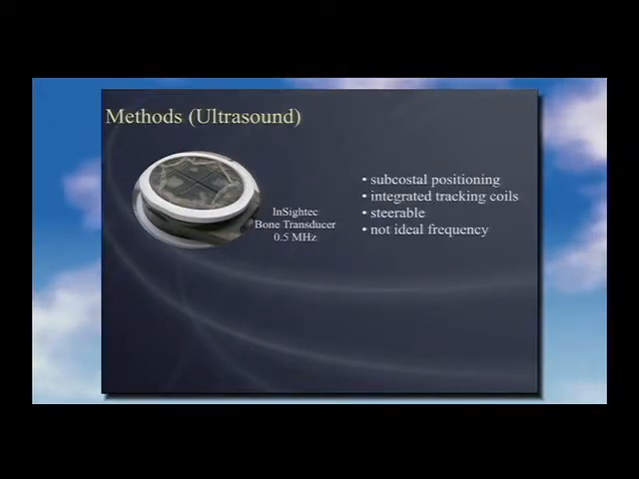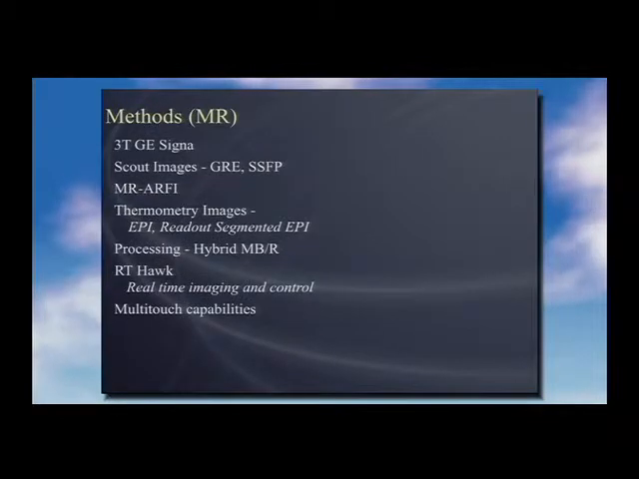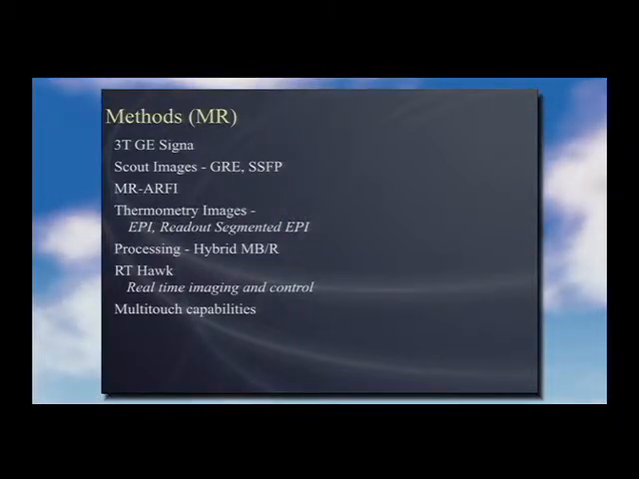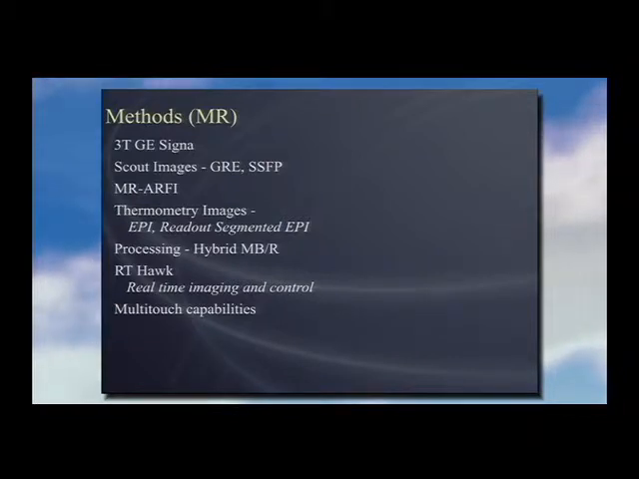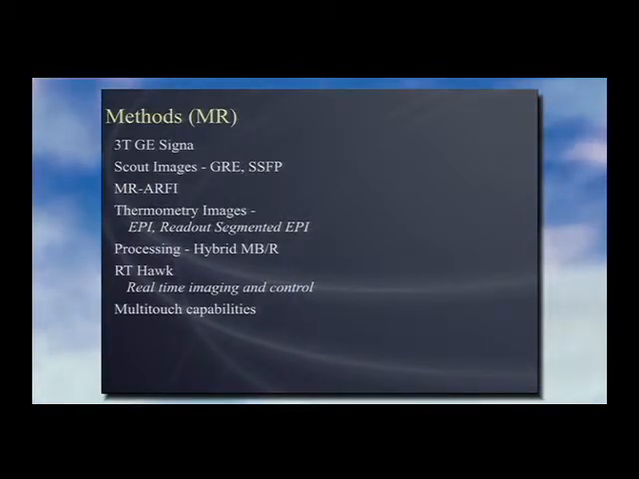So on the MR side, we used a 3T scanner. We used a number of scout images, initially gradient echo, and then we settled on the SSFP because it gave us really nice depiction of the vessels. We used MR-RFI images, as I will show you. We used thermometry images that are based on EPI, and at times we used a readout segmented EPI when we wanted a larger field of view. For the processing, we used a hybrid multi-baseline referenceless processing, and I'll show you some results on that.